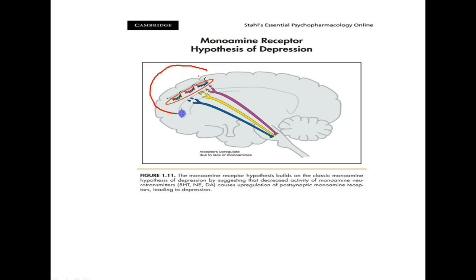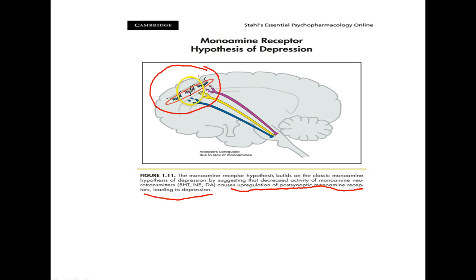This area again is the area, for example, of the prefrontal cortex, showing deficiency of neurotransmitters, leading to a paucity of neurotransmitter signals going into the other parts of the brain, leading to the origins of depression. So basically what it's saying is that when there is a paucity of neurotransmitter, there is upregulation. This upregulation of postsynaptic neuroamine receptors leads to depression.